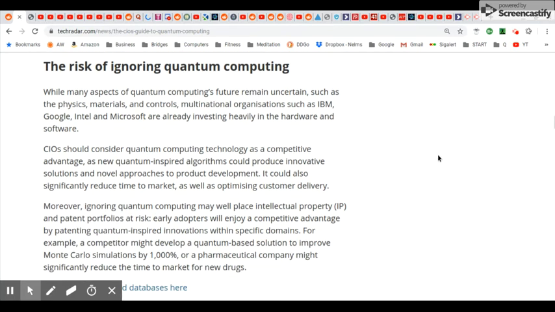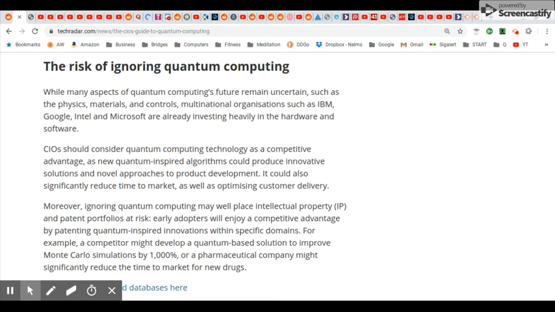The risk of ignoring quantum computing. While many aspects of quantum computing's future remain uncertain, such as the physics, materials, and controls, multinational organizations such as IBM, Google, Intel, and Microsoft are already investing heavily in the hardware and software. CIOs should consider quantum computing technology as a competitive advantage, as new quantum-inspired algorithms could produce innovative solutions and novel approaches to product development.